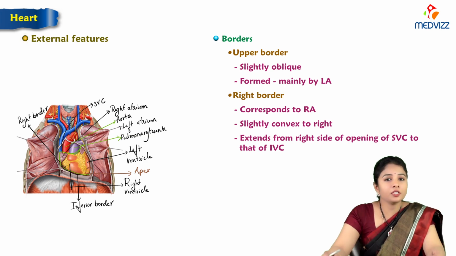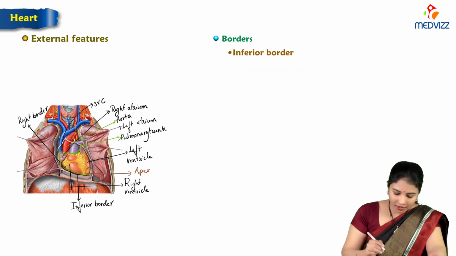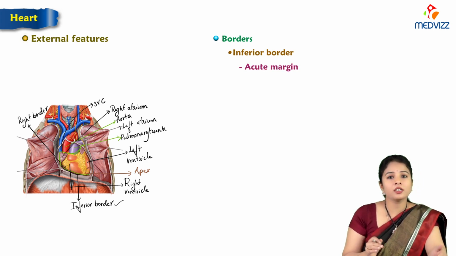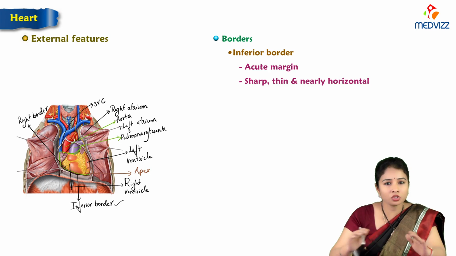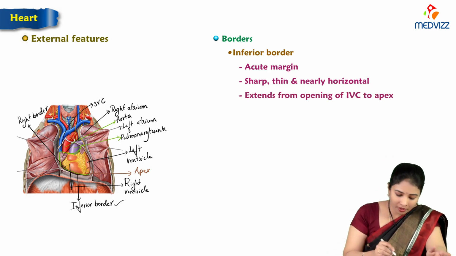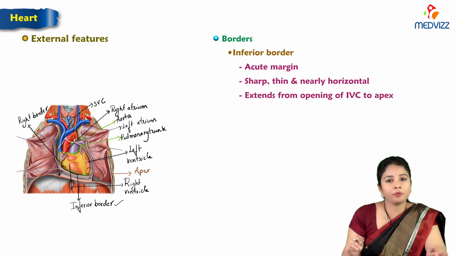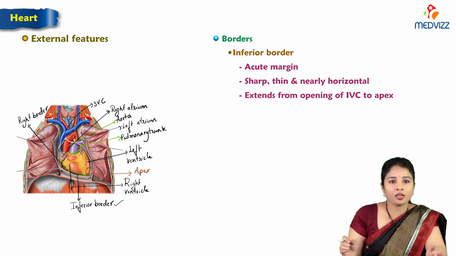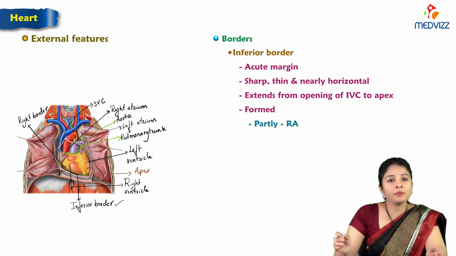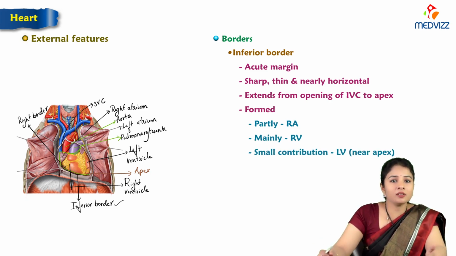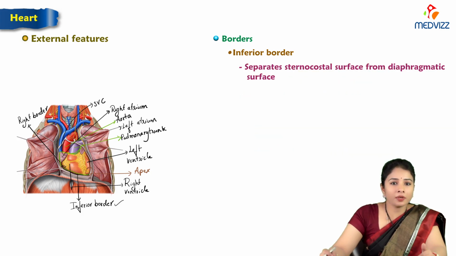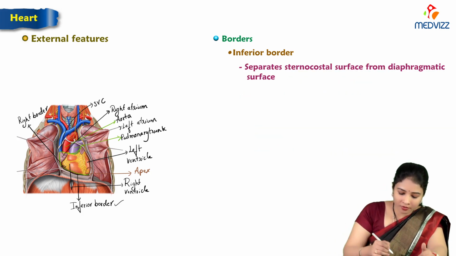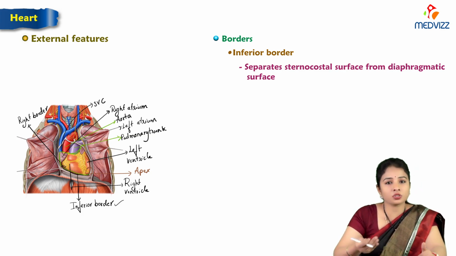Okay, next the inferior border of the heart. We can appreciate it as an acute margin, a sharp and thin border, almost horizontal. It extends from the inferior vena cava, where it opens into the right atrium, till the apex of the heart. It is partly formed by the right atrium, mainly formed by the right ventricle, and a small part is contributed by the left ventricle at the apex of the heart. The inferior border separates the sternocostal surface, that is the anterior surface.